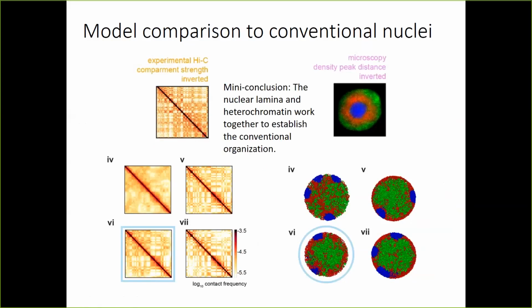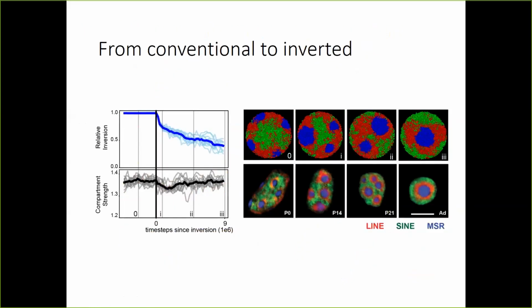Okay, so the mini conclusion is that the nuclear lamina and heterochromatin work together to establish the conventional organization. I saw that Brock said that I have 3 minutes left, so I just want to quickly go through my last slides.